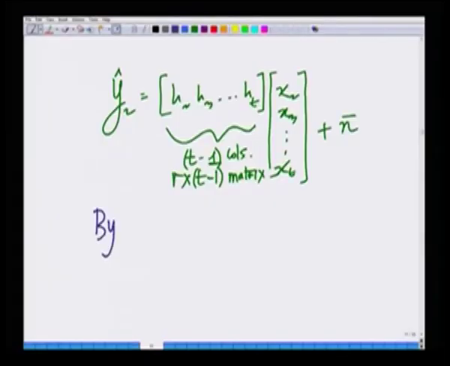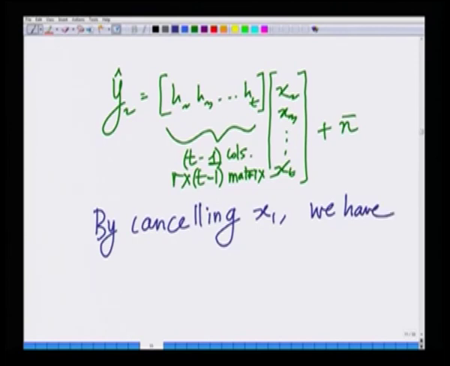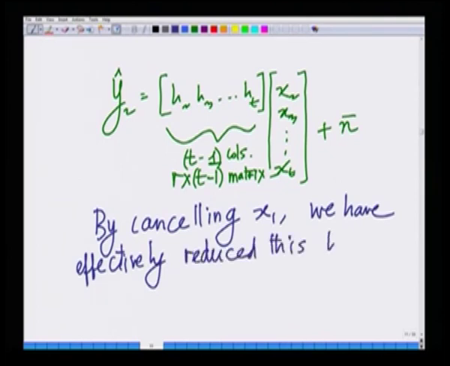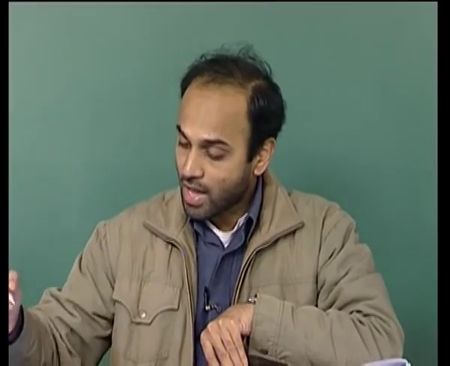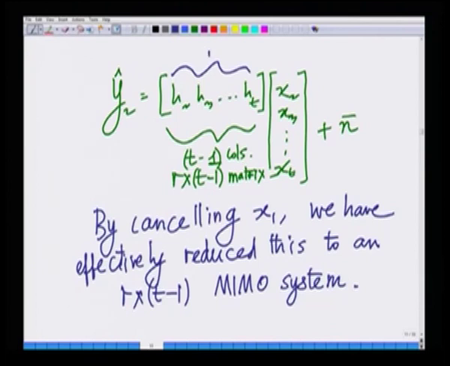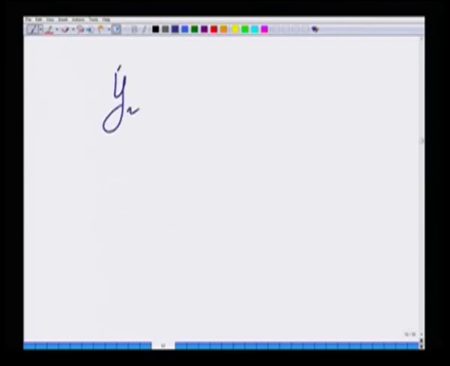Hence, by cancelling x1, we have effectively reduced this to an R cross t minus 1 MIMO system. I will denote this matrix as H1. So, we now have y2 hat equals H1 times x2 up to xt plus n bar.